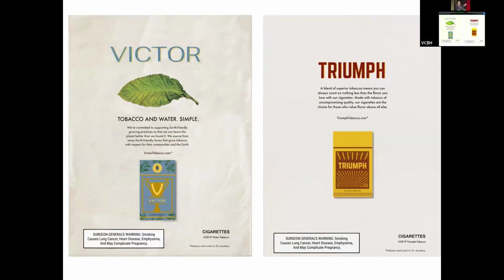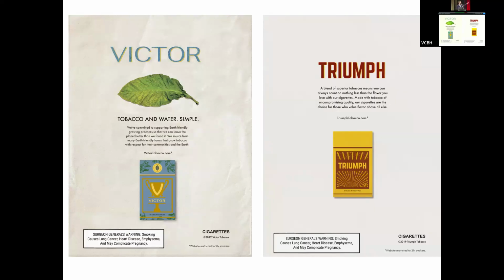So what I'm showing you on the left is, in this particular case, Victor is the greenwash brand. So we have the tobacco leaf, we have the verbiage of tobacco, water, and simple. And the smaller text, you probably can't read all this, is about it being eco-friendly and grown in a sustainable way. And we know that the cigarette industry, and this has been published, uses all of these tactics. You may not be able to see it from your vantage point, but even the background sort of resembles recycled paper, so it looks a little more eco-friendly.